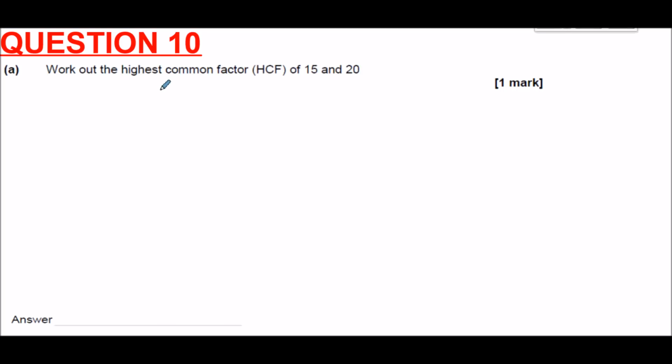Question 10. Work out the highest common factor of 15 and 20. Factors just means what fits into a number. So what can we divide the number by with no remainder? Well, any number can be divided by 1, which gives itself. 15, though, can also be divided by 3, which is 5. So these are all the factors of 15.